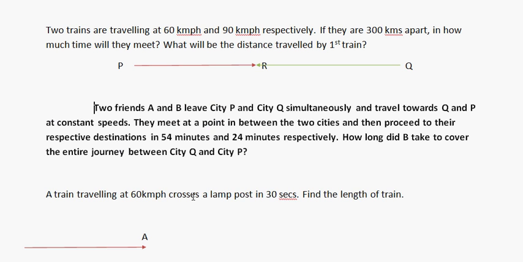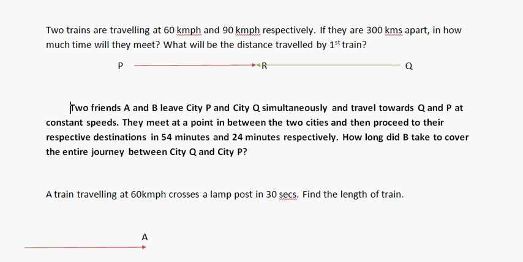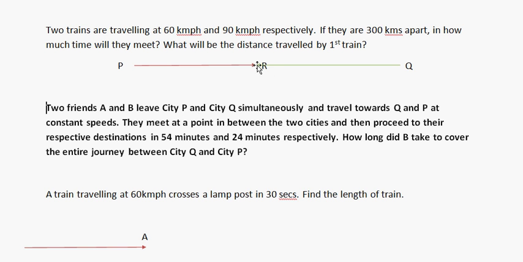So what it says further is, A travels from P to R and B travels from Q to R in the same time, right? In this the time is same because they started simultaneously and they reached a point R simultaneously, right? They meet at a point, let's say this is R, and then they proceed in the directions, right? So B started to move towards P, and A starts to move towards Q. So to travel the distance PR, B takes 54 minutes, right?